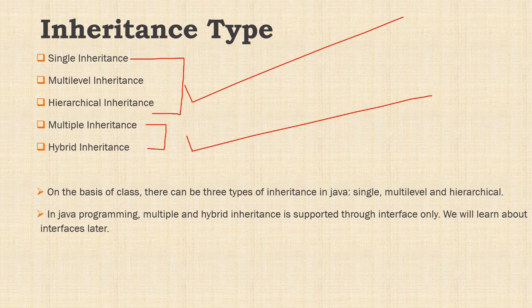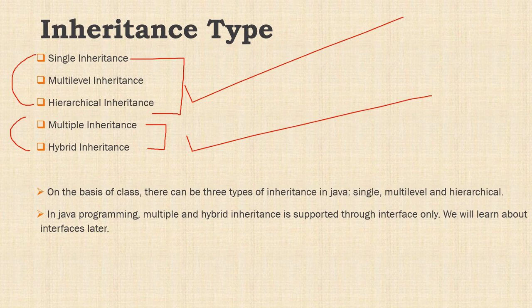We will learn about interfaces later. We can achieve multiple inheritance and hybrid inheritance with the help of interfaces; we can't achieve them with the help of classes. Single, multi-level, and hierarchical we can achieve with the help of classes, and we can also achieve them with interfaces.